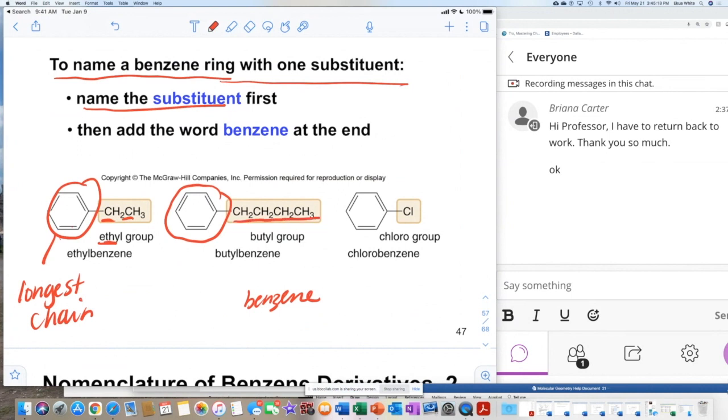Side group, 4 carbons, butyl. You're probably wondering, why am I not writing numbers? Because we only have one side group. If we have 2, we have to provide numbers. Okay? And then here, side group.